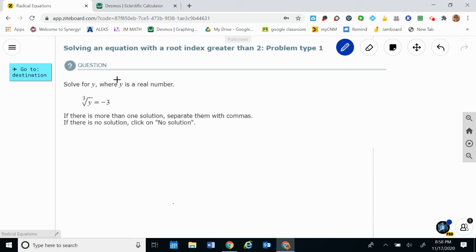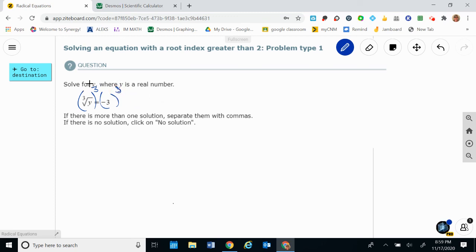All right, so this is the last one. Okay, it's a root index greater than 2. Notice it's the cube root of y is equal to -3. So what you're going to need to do is undo this. Well, how do you undo a cube root? You cube both sides. So we're going to cube both sides.